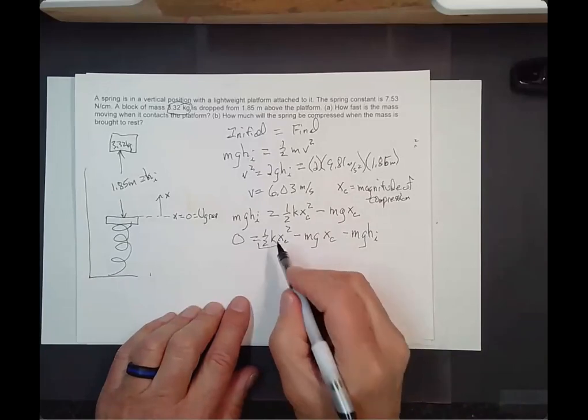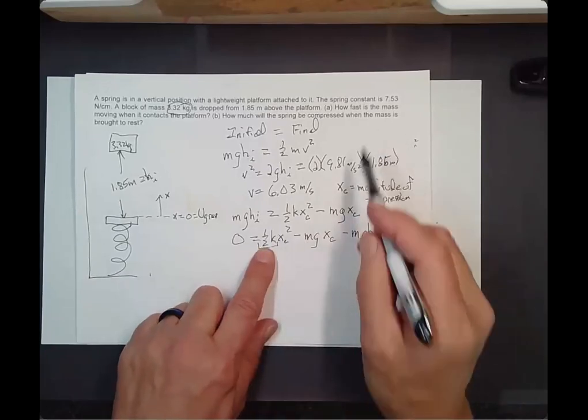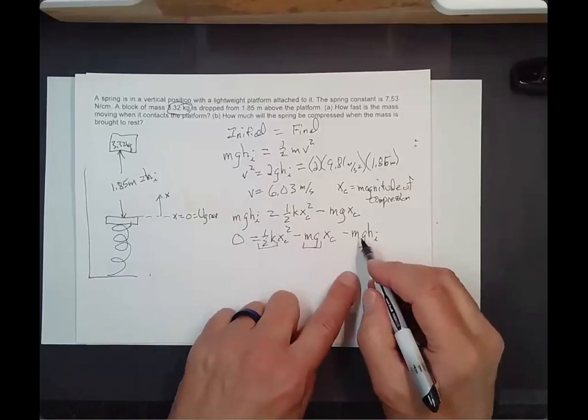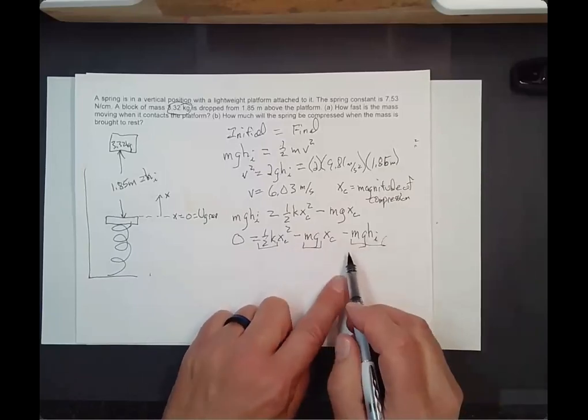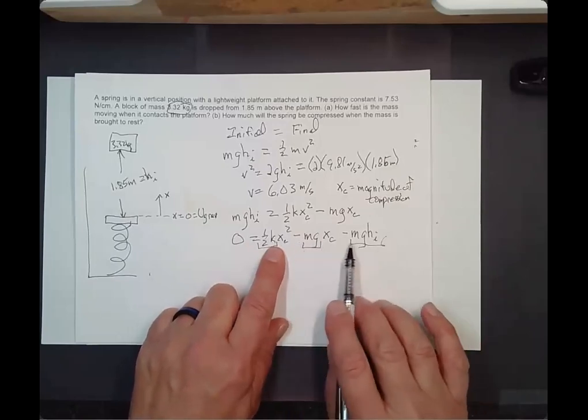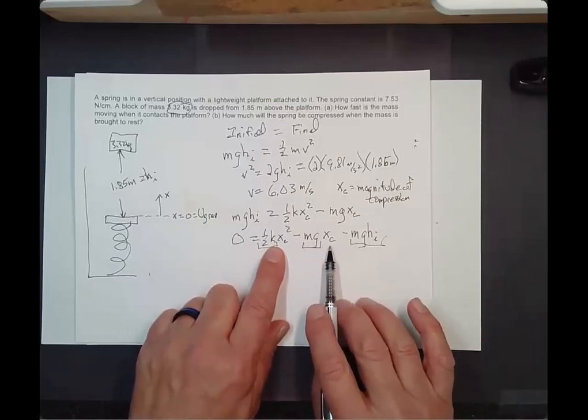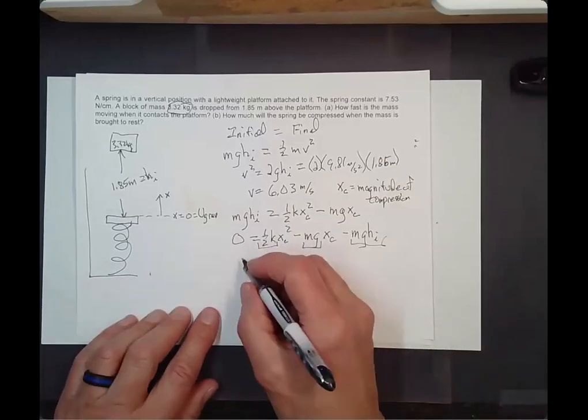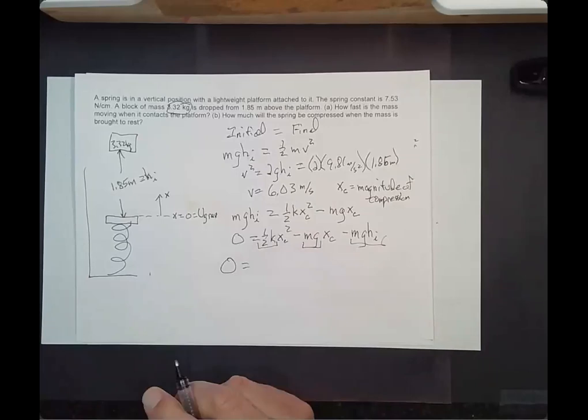And this is just a number. I know the spring constant. This is just a number. That's the weight of the mass. And this is just a number. And so I've got a quadratic equation in x sub c, and I have to solve it using that. So I'm going to have to figure out these numbers.